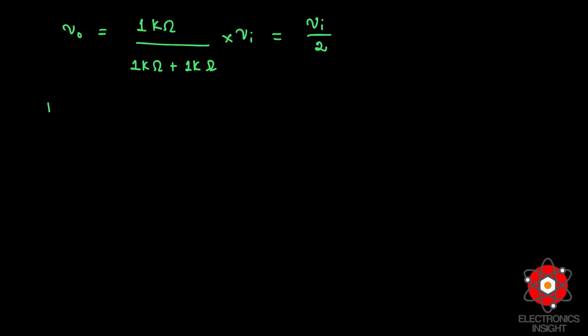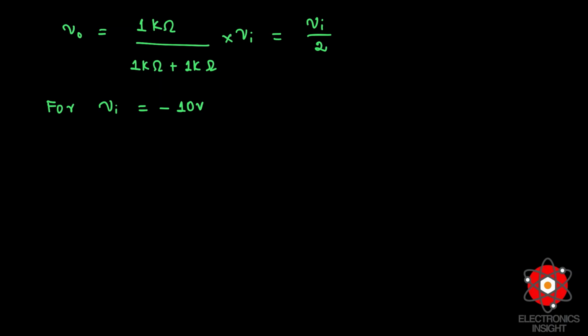Now when the silicon diode is open, we will have V0 equal to 1 kilo ohm. Again apply the same voltage division rule, 1 kilo ohm plus 1 kilo ohm into Vi, which is going to be Vi by 2. And for Vi equal to minus 10 volt, because we are considering the diode to be in open state. So the diode is going to be in open state when Vi is less than 1.4 volt.